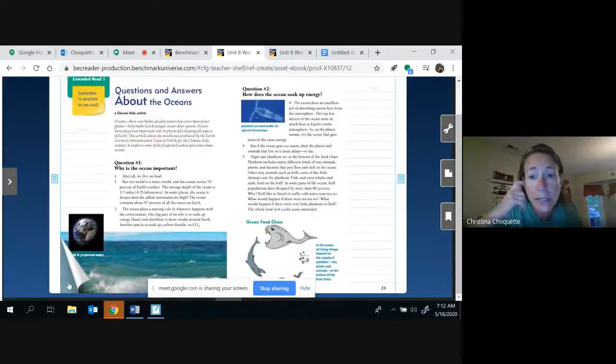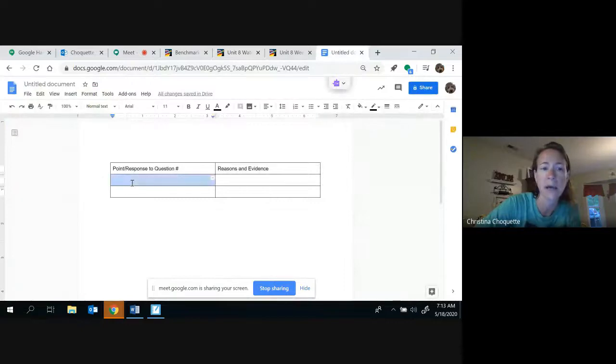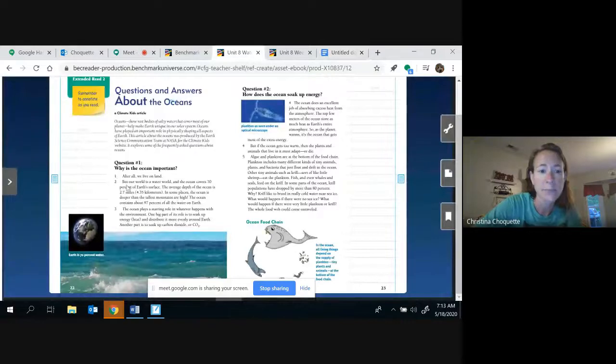Either way, the author of this, so we ask, why is the ocean important? It says, because our world is a water world. What does that mean? Well, we don't have to ask that question because she explains it. So if I were to fill out my document, I would put in there her direct quote from the text. It says, our world is a water world.